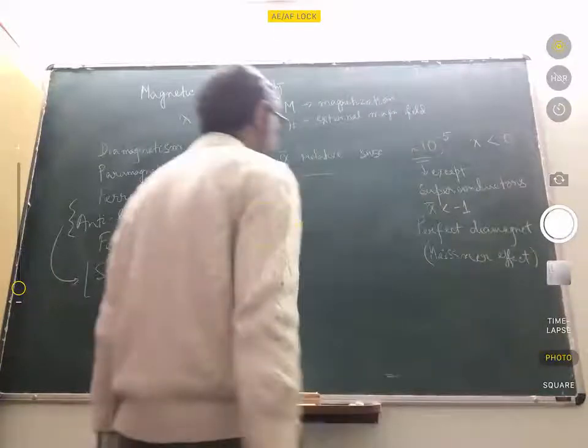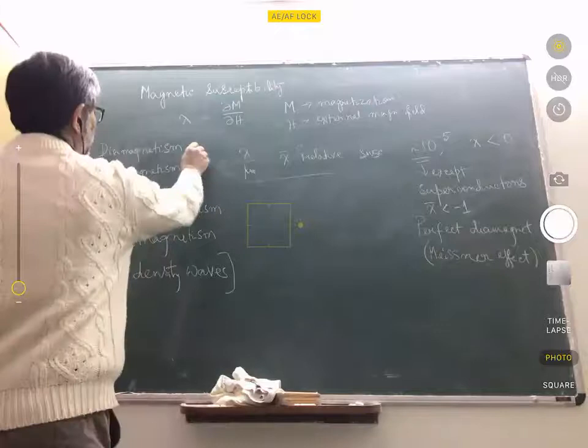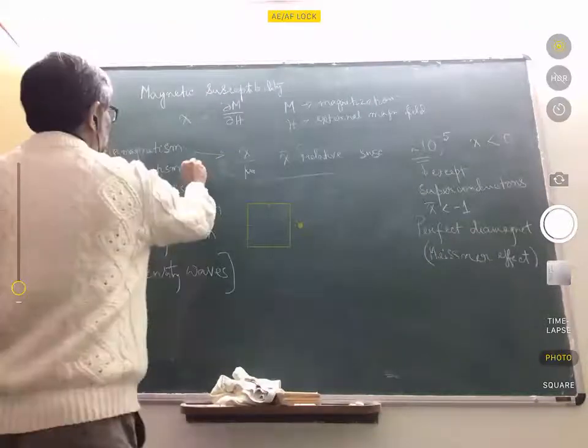Okay, so that's about diamagnets. Weak response, opposing the external field. Superconductors show strong response, completely screening out the external field, and it's a perfect diamagnet. So that's diamagnet. So let us now look at paramagnet.